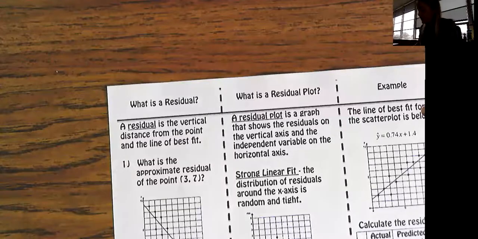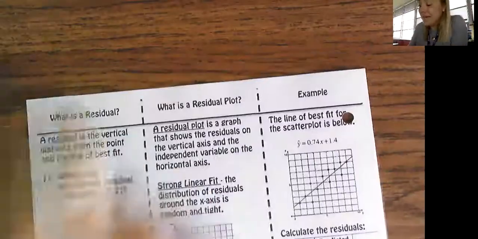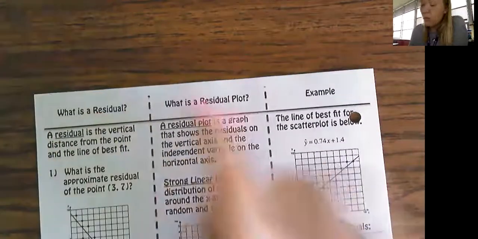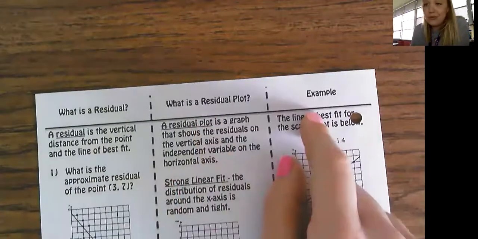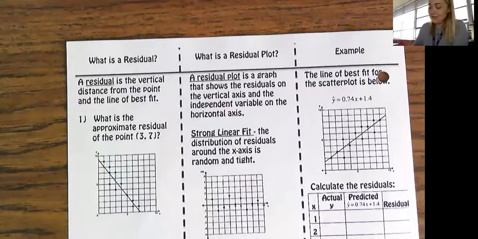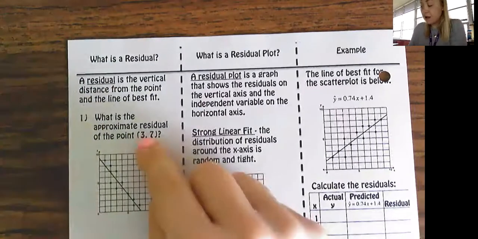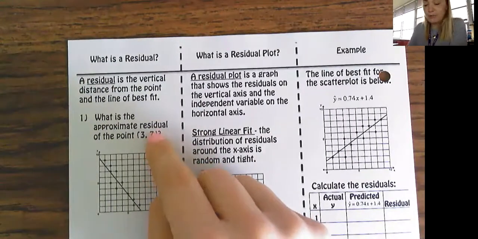All right, ninth graders, we are looking at page 53, and we are going to put this all together, the stuff we've learned about residuals, and we are going to decide what a residual plot is, and we are going to give an example. So first, a residual is the vertical distance from the point to the line of best fit. We've got that defined there.